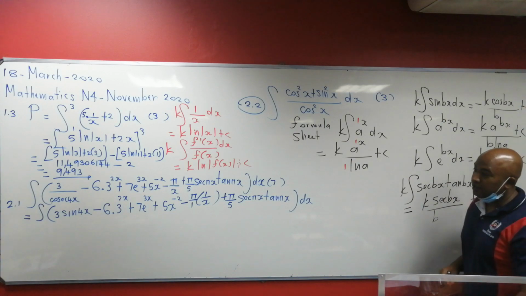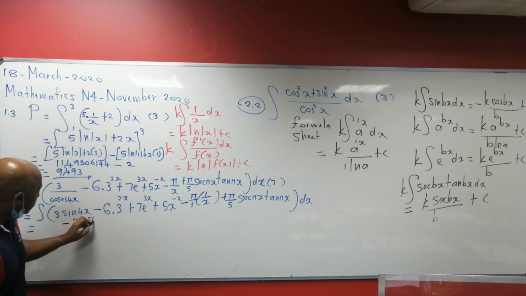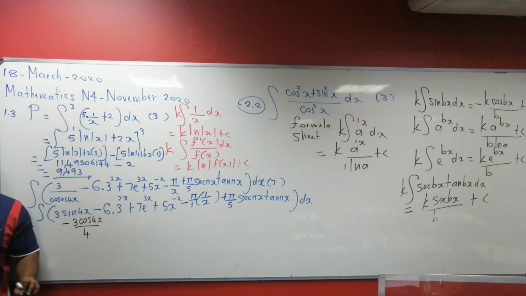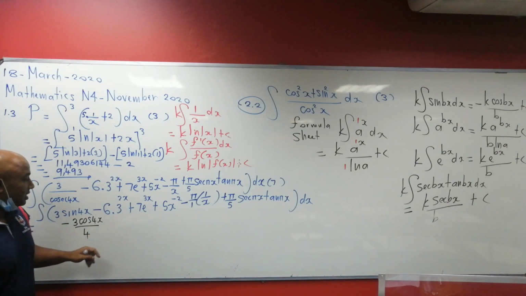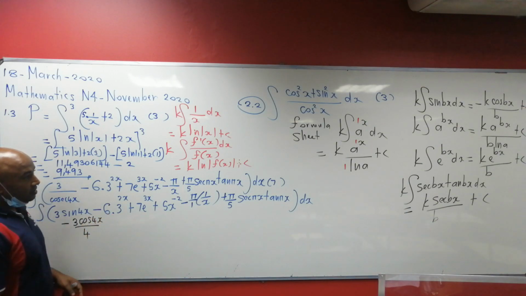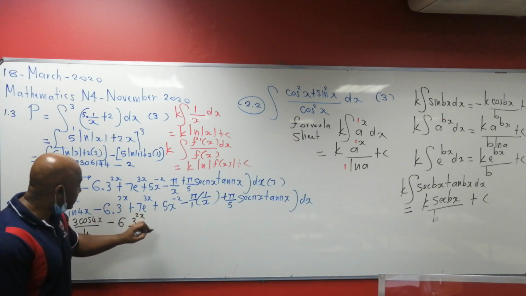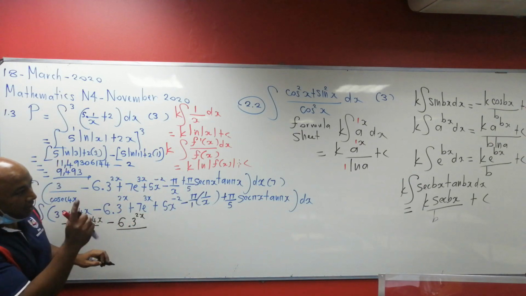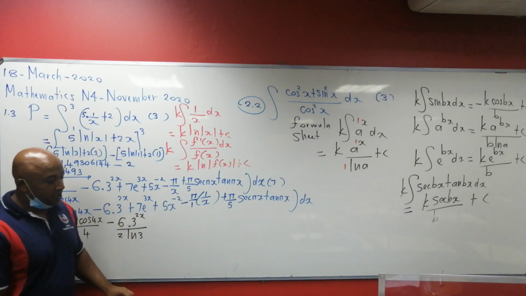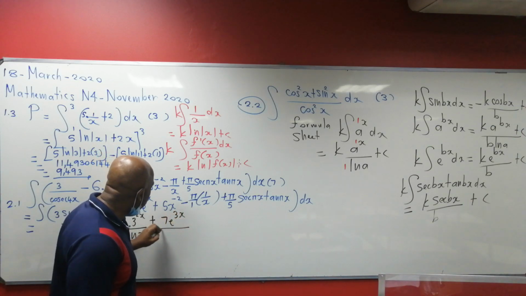Can you see that? So now, let's integrate one by one. We are integrating 3 sine 4x. So it's going to be minus 3 cos 4x all divided by 4. Integrating this is not 6 times 3, because this is not a 3, it's 3 to the power 2x. So you cannot multiply 6 times 3. Be careful there. You use the formula k times a to the power bx. So that's minus 6 times 3 to the power 2x, which is k times a to the power bx, all divided by b ln a. So that's going to be 2 ln of the base, which is 3. Next one will be plus 7 e to the power 3x, all divided by 3.